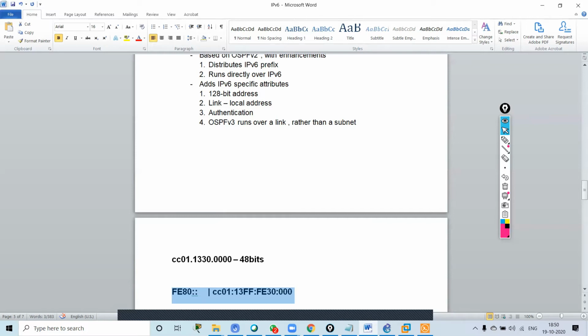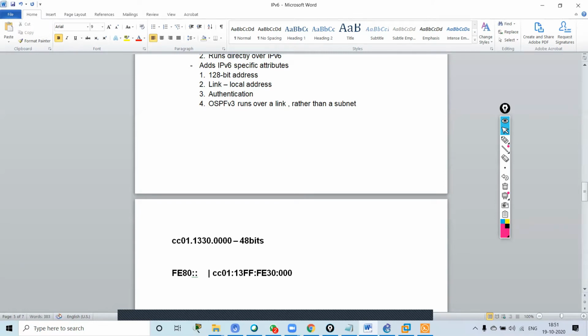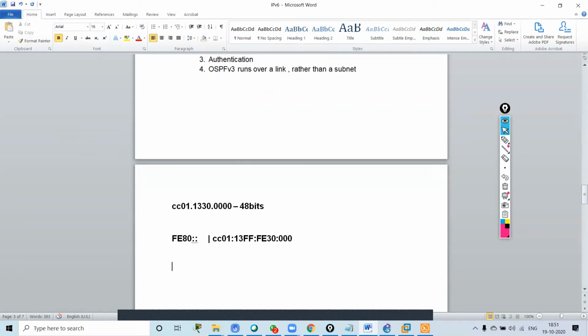Got it? Now, when we are dealing with the MAC address and forming a link local address, there is a rule that the 7th bit will always get changed. The 7th bit will be reversed. Now what is my 7th bit?